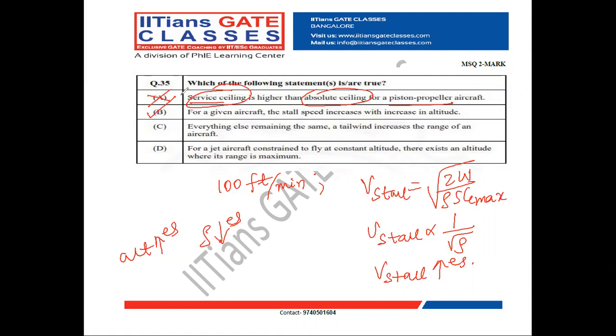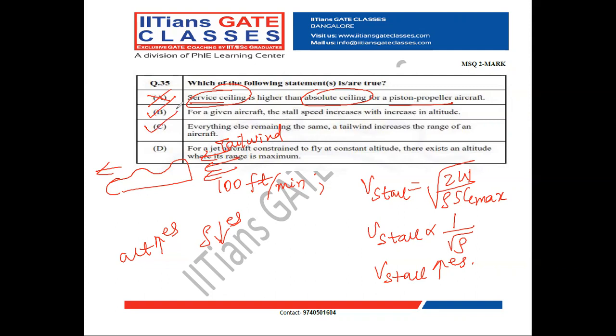Next, statement C. Everything else remaining the same, tailwind increases the range of an aircraft. Yes, tailwind always increases the range of an aircraft because it assists in the direction of flying. What is tailwind? When the aircraft is flying like this, the wind flowing in the same direction as the flight is called tailwind. So when there is a tailwind, range increases. When there is a headwind, range decreases. So option C is correct.